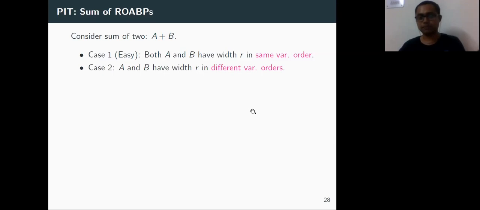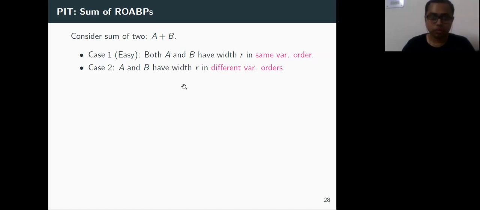So the difficult case is that A and B have width R but are given in different variable orders. So what to do in this case? First, understand that the sum of ROPs is a non-trivial model because there might be cancellations. We cannot apply the previous idea because the leading homogeneous components of A and B might cancel out, and our structure theorem does not hold, so the intermediate components of the polynomial might not be computed by width R. They actually blow up. We have examples for that. They will become non-constant width. So we cannot apply the previous idea, because of cancellations.